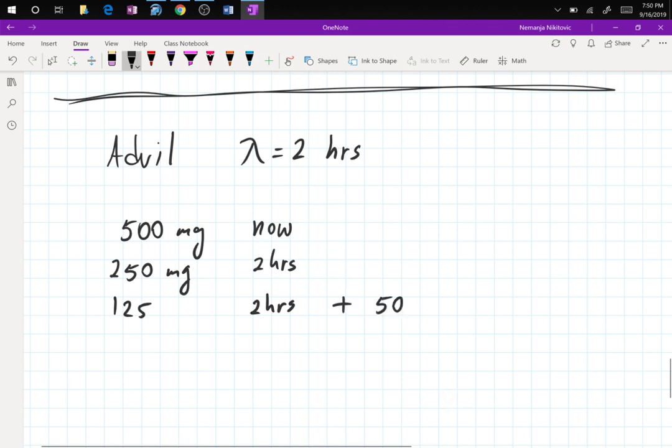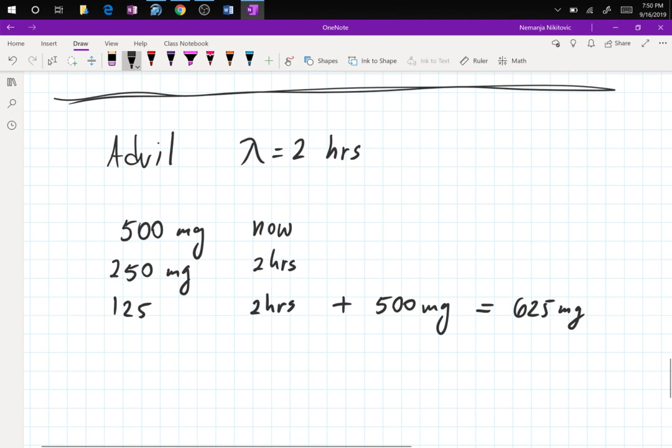You pop another dose of it. So how much do you have? 625 now. Wait 2 hours. You see that with each dose, the concentration in the bloodstream increases. Right? Ton, ton, ton, exactly.